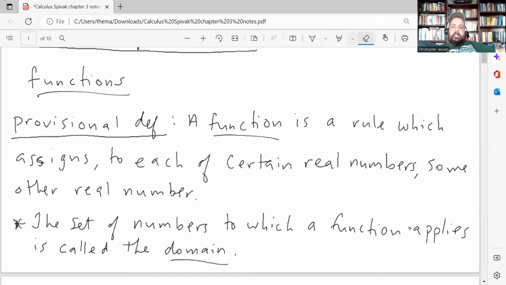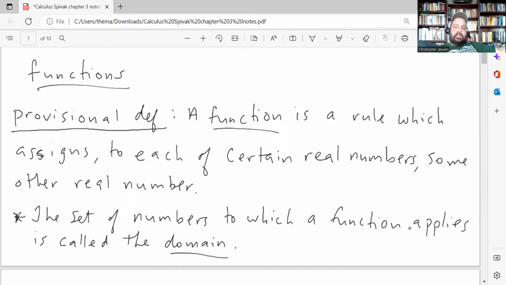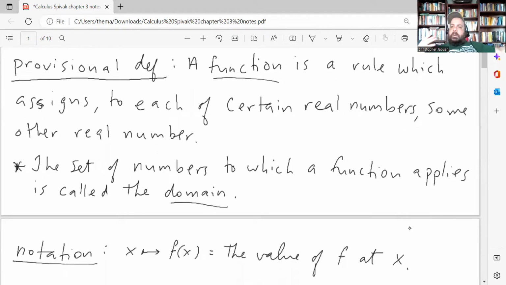Like I said, it's insufficient in many ways, but it's a useful definition because it's intuitive. And most people, once you start working with functions, you know what it means, especially if you are used to graphing functions and things like that.